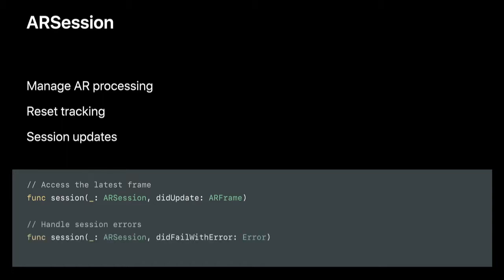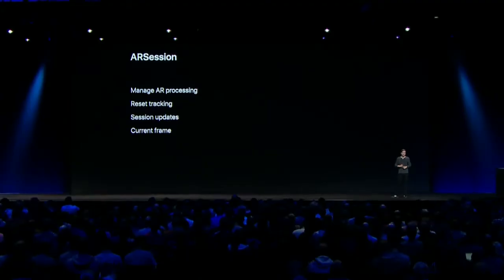For error handling, you can also implement things like session didFailWithError. So this is in the case of a fatal error. Maybe you're running on a device that doesn't support world tracking. You'll get an error like this, and your session will be paused. The other way to make use of AR session's processing is to pull the current frame property.